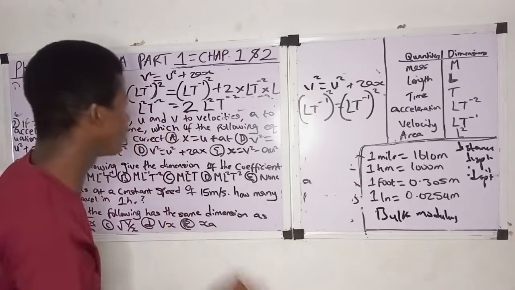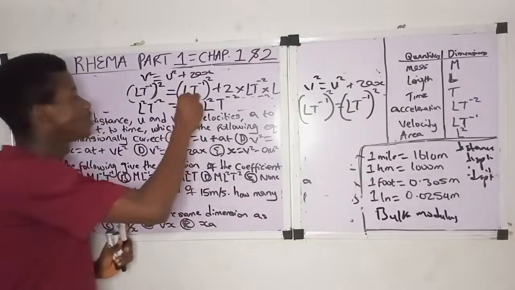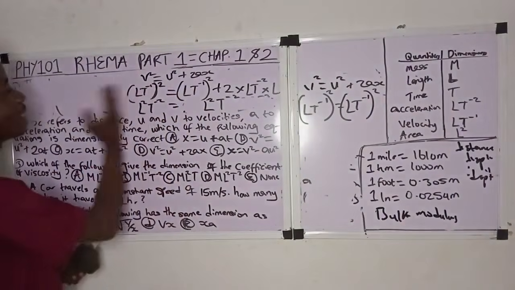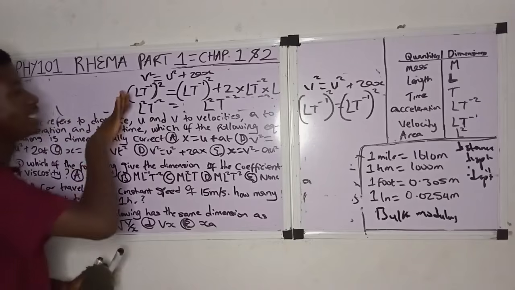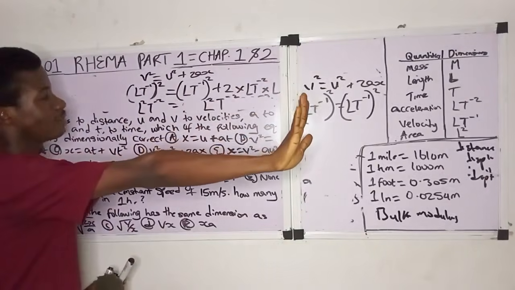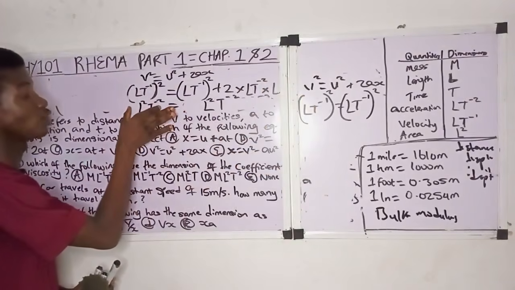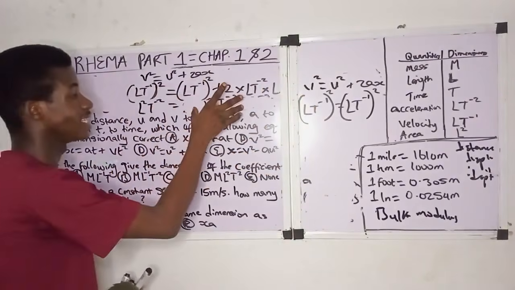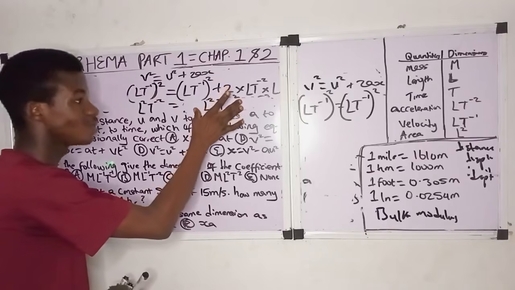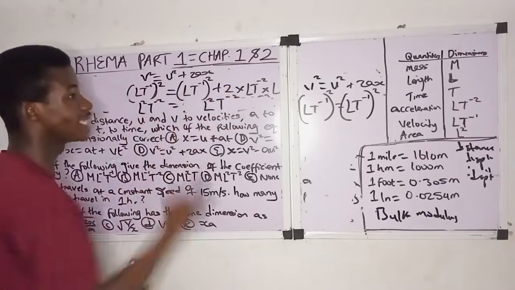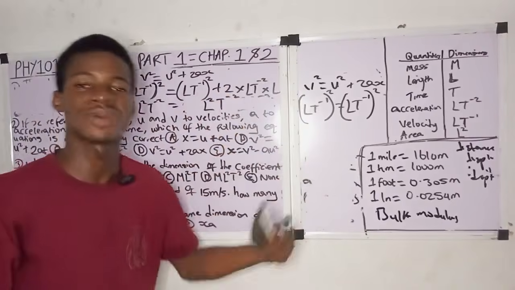Okay, remember, numbers don't have dimension, so neglect the 2. You find out that the left hand side of this equation is the same as the right hand side, right? The dimension on the left hand side is L2 T raised to minus 2. The dimension on the right hand side is still L2 T raised to minus 2. So this equation is dimensionally correct.